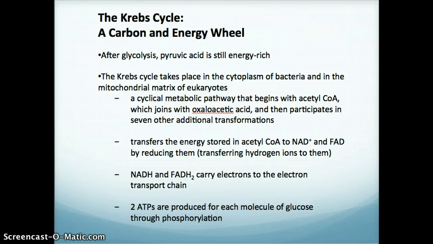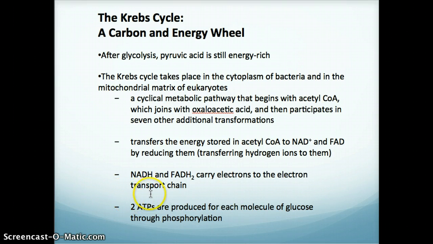The Krebs cycle is a cyclical metabolic pathway, and it begins with acetyl-CoA, and that joins up with oxaloacetic acid. And then it goes through a number of different transformations. You won't need to know all of these. But the energy then is transferred from acetyl-CoA to NAD plus and FAD, and this reduces them. Remember, that means that it transfers hydrogen ions to them.